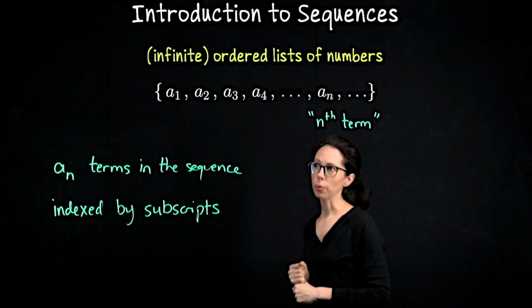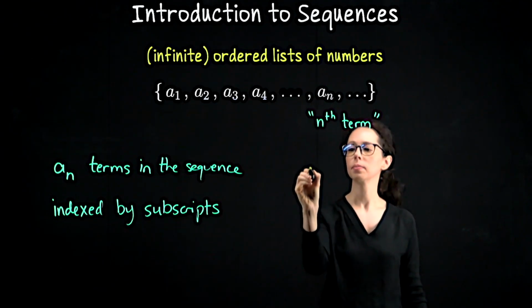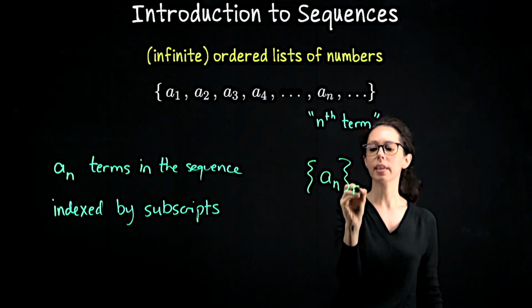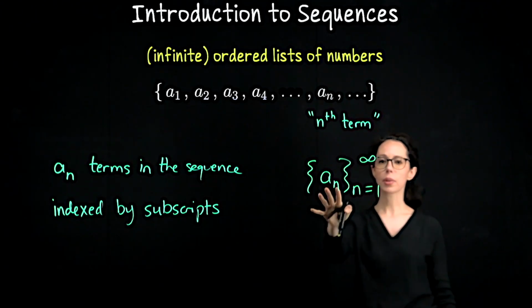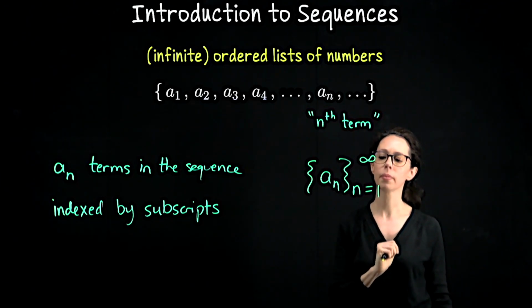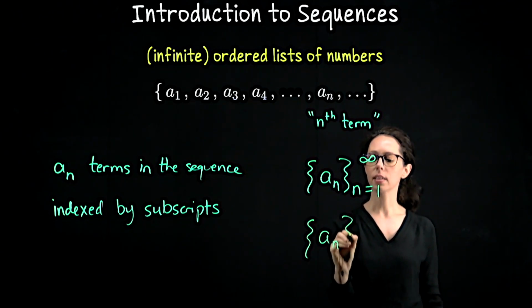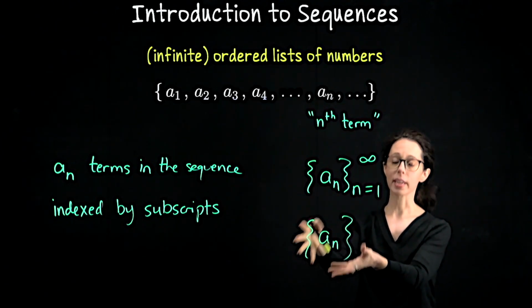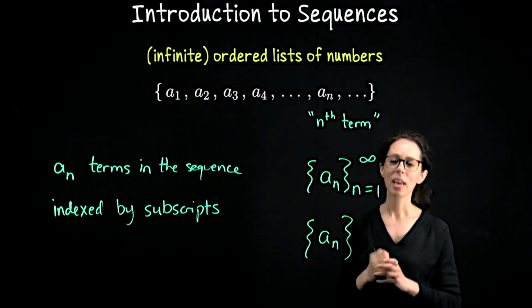What we can do is write the sequence in a condensed form where we have something like A sub n, where we might indicate that we're starting at 1 and we're going off to infinity. So this would represent the sequence whose terms are A1, A2, A3, A4. If it's starting with n equals 1, you might just write your sequence like this. So this object for us will represent a sequence whose terms look like A1, A2, A3, etc.